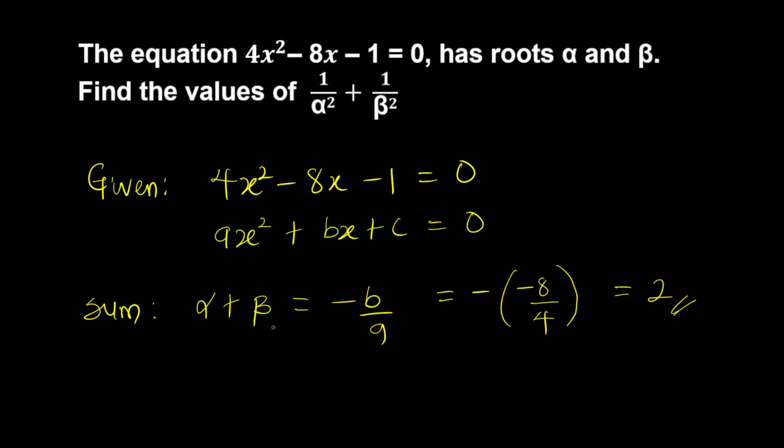Let's find our product. Our product of roots, which is the same thing as x1 times x2 or alpha times beta, will be equal to c over a, where our c, which is the constant term, is minus 1, while our a is 4. So we've gotten our sum of roots as well as our product. But this question is to find the value of 1 over alpha squared plus 1 over beta squared. Let's proceed.